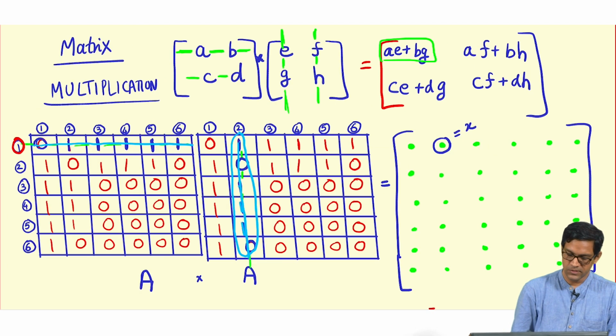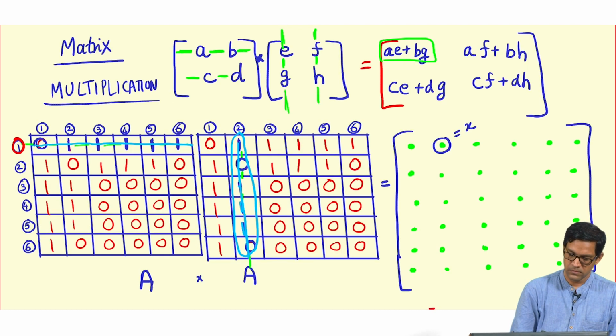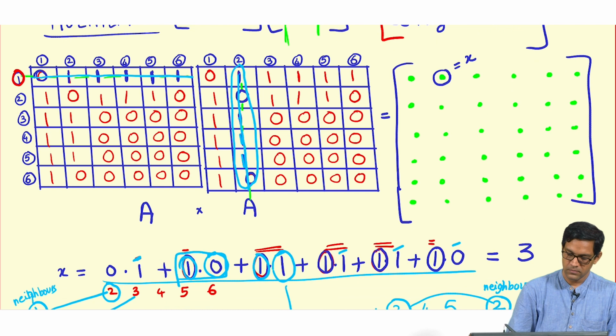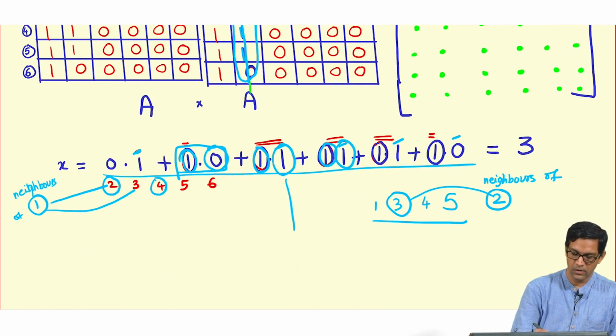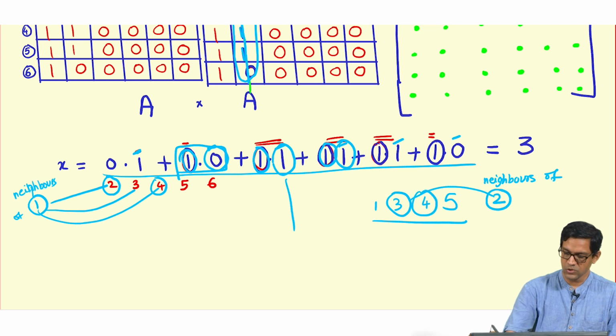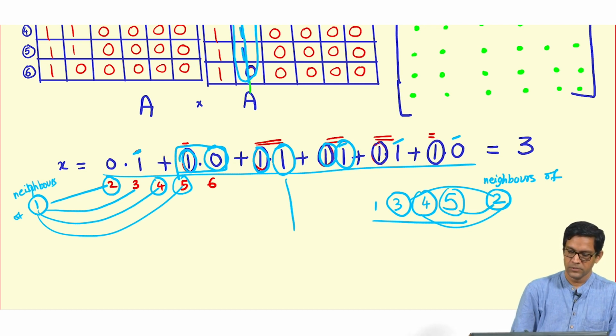Now, similarly, the other contributions, I have got this 1 and 1 here which tells me that 4 is a neighbor of 1, 4 is also a neighbor of 2. Likewise, 5 is a neighbor of 1 and 5 is a neighbor of 2. Okay. So, in a sense, what this traveling along the row and the column is really doing for us is trying to pick out the walks of length 2 in this graph.